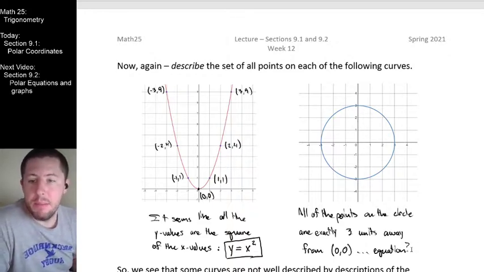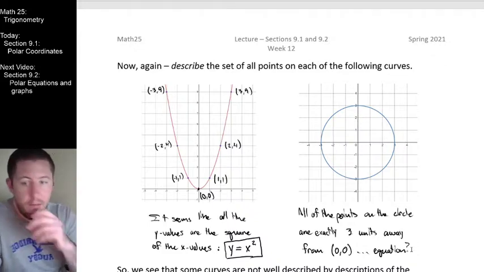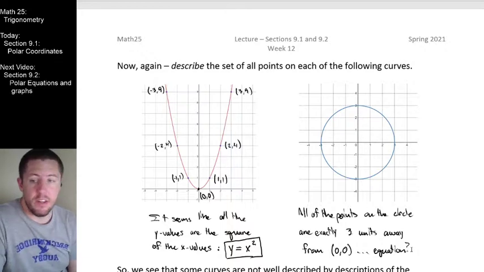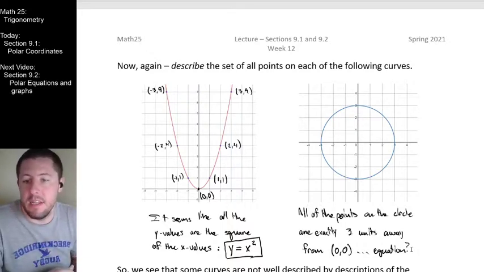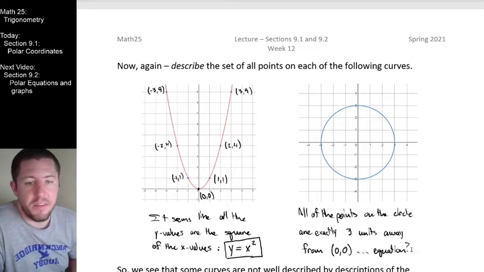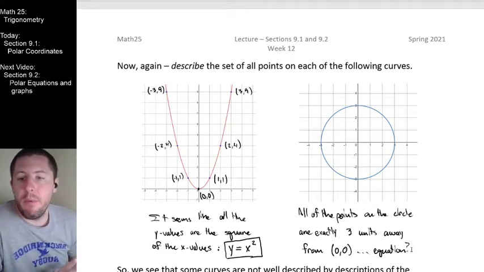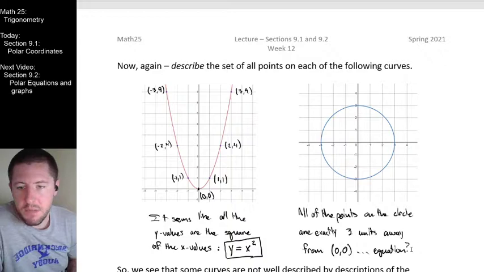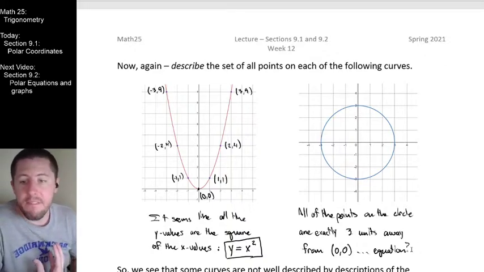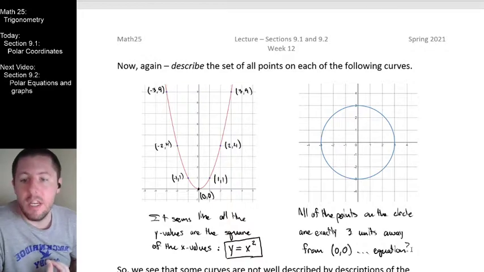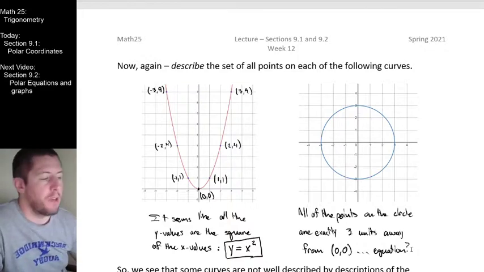I feel like I'm able to give a very simple description of how to identify all the points that are on a circle, but I don't feel like I get that same degree of simplicity when I try to write my equation in terms of X and Y. It's just the set of all points that are distance 3 from the origin. That's a really easy description for me to make right there. I feel like there should be an equivalently easy equation that therefore describes all of those points that are on the circle.